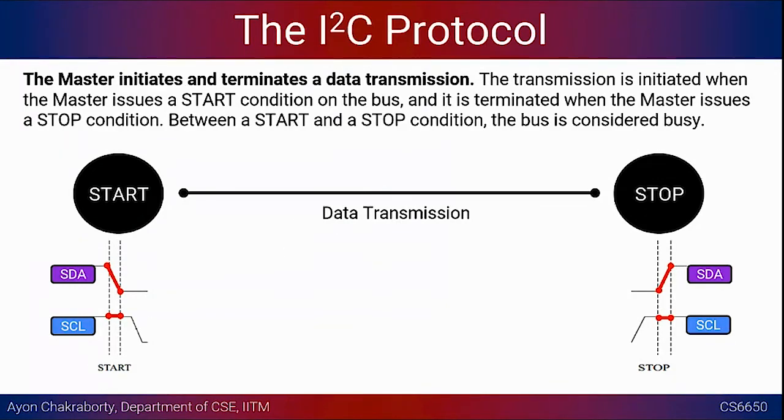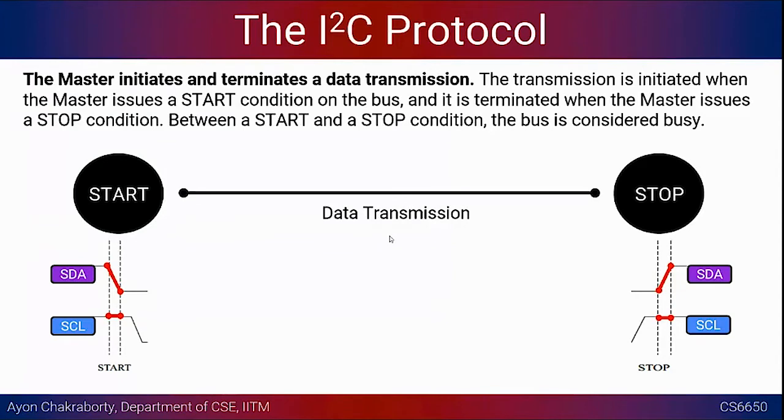So the start condition is predefined. When the clock is high, if the SDA, the data line, is pulled low, that initiates the start condition. And this is done in hardware. You can instruct the hardware to initiate a start condition and it will do the same thing. Similarly for the stop condition, when the clock line is high, the SDA pin is pulled from low to high, which creates the stop condition. Which means that the data transmission will stop at this point of time.